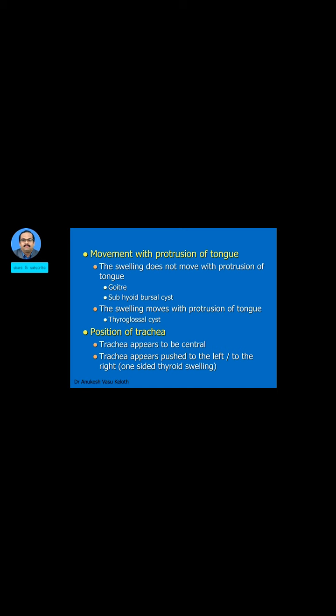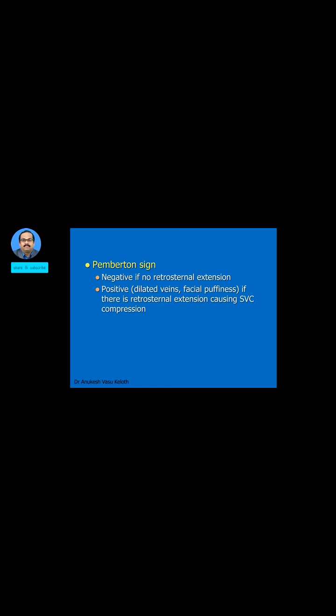Now moving on, you have the position of trachea. Trachea usually appears to be central, but it can be pushed to the left or to the right, depending on if it is a one-sided swelling. If you have a right-sided thyroid swelling, the trachea can be pushed to the left. If it's a left-sided swelling, it can be pushed to the right. Now the last sign, again a sign that may put the patient in distress, so we would be doing it at the end of examination, but we will be quoting it under inspection. Pemberton's sign. So it's a sign.